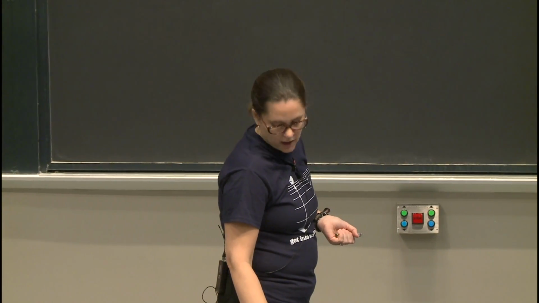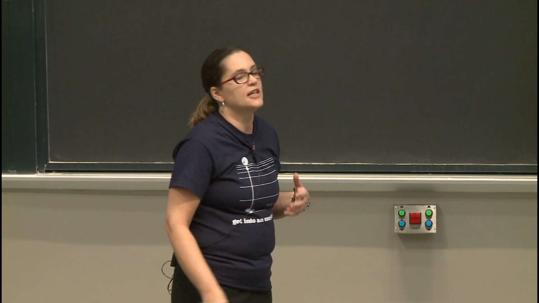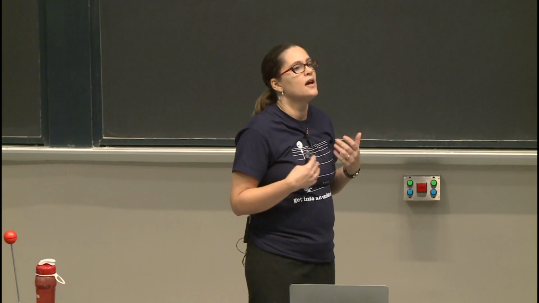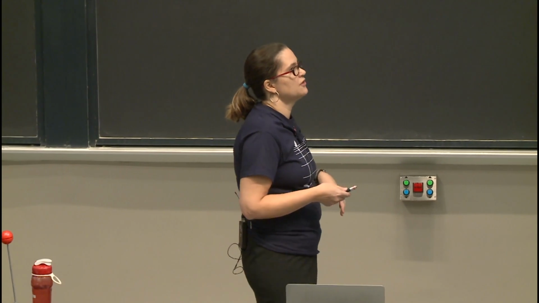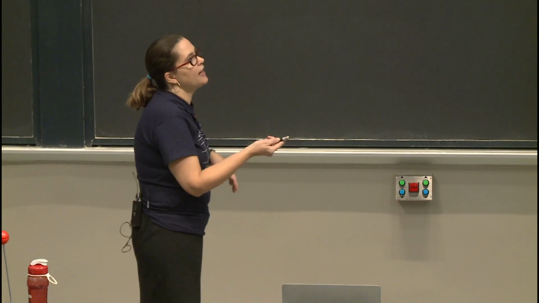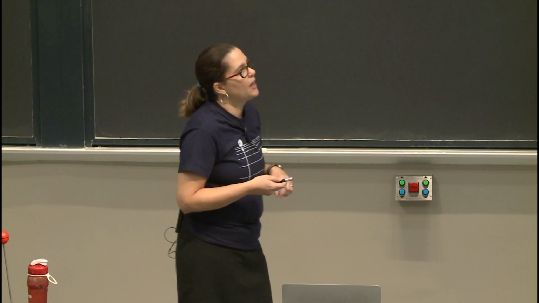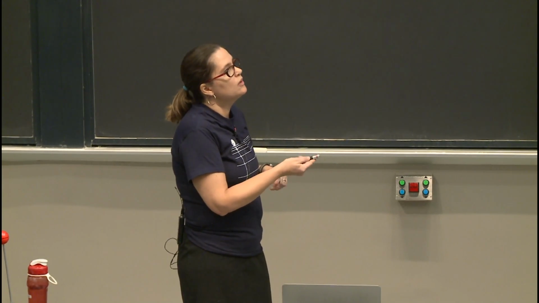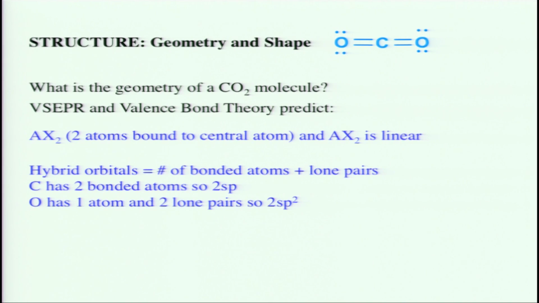Valence bond theory leads to the idea of hybrid orbitals, this idea that the valence electrons are available for bonding, and that you're not really just having s orbitals and p orbitals separate, you're really forming these hybrid orbitals, which tell you about the geometry around individual atoms. So the number of hybrid orbitals is the number of bonded atoms plus the number of lone pairs. Carbon has 2 bonded atoms, so it's sp, and n equals 2, so it's 2sp.